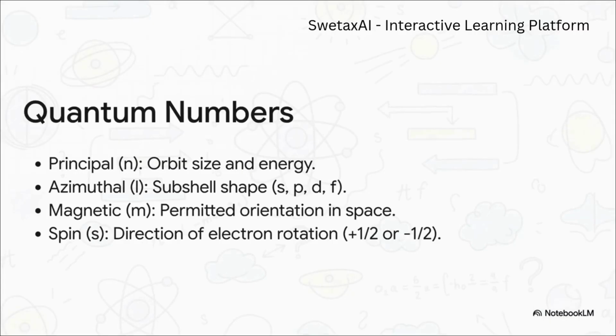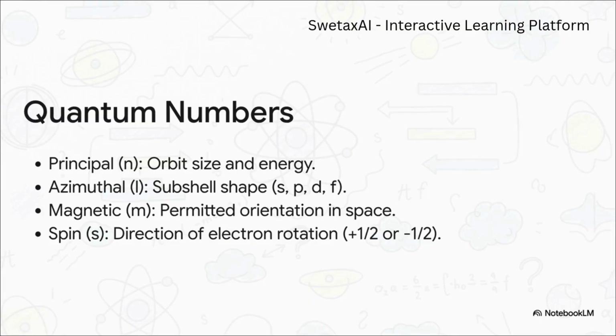To keep all these probability zones organized, we use the 4 quantum numbers. Think of this as basically the ultimate address system for an electron. The principal quantum number n tells us the main energy level and the overall size. Then, the azimuthal quantum number L denotes the actual subshell shape. So if L equals 0, that's S, 1 is P, 2 is D, and 3 is F. Remember, L always ranges from 0 up to n minus 1.